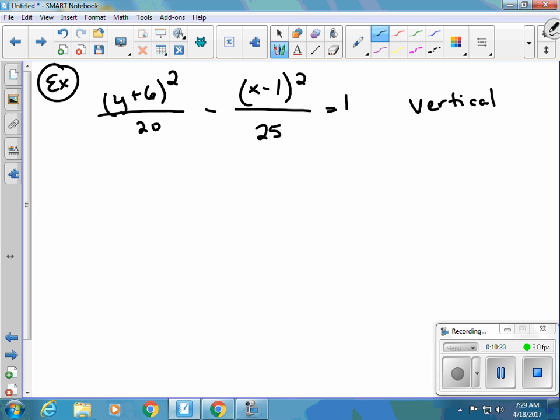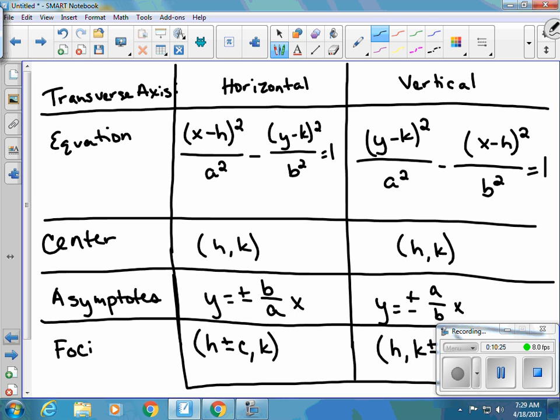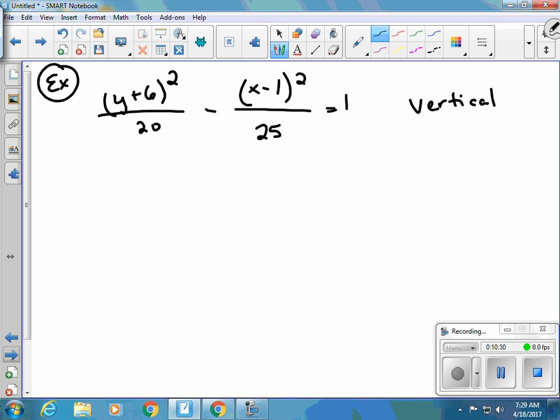So now we're just going to go through our information, our little chart there, and we're going to write everything out. The first thing I'm actually going to do, though, before I start with the chart, is I am going to find the a, the b, and the c. So right away, a squared is always first. So we have a squared equals 20. Therefore, a is going to equal 2 square root 5. B squared is 25. B is then going to be 5.